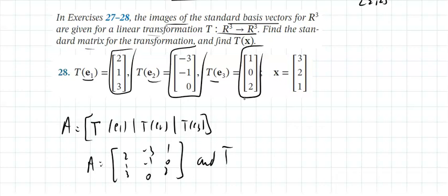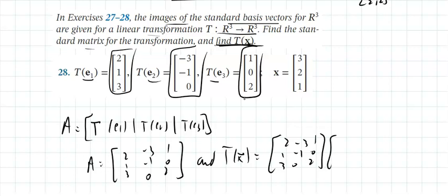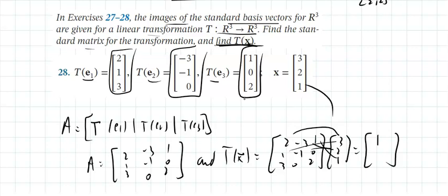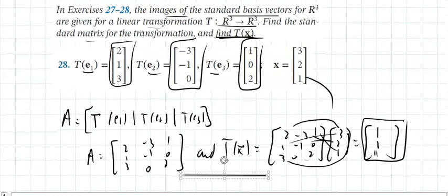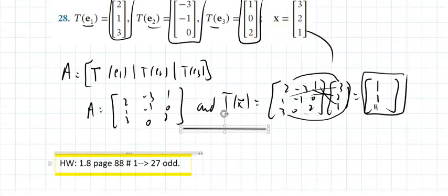And if you want to find Tx, isn't that 2, -3, 1, 1, -1, 0, 3, 0, 2, and x is 3, 2, 1, and what would that be? 3 by 1, you'll get a 6 minus 6 plus 1, that's 1. You'll get a 3 minus 2, which is 1, and you'll get a 9 plus 0 plus 2, and 11. And that's what the transformation does, and there it is. And that's pretty much it for this section as well.